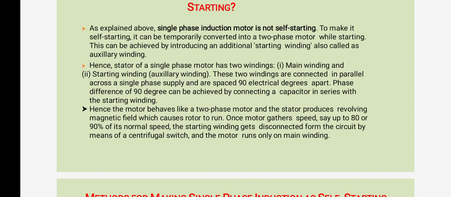These two windings are connected in parallel across a single phase supply and are spaced 90 electrical degrees apart from each other. A phase difference of 90 degrees can be achieved by connecting a capacitor in series with the starting winding. Hence, the motor behaves like a two-phase motor, and the stator produces a revolving magnetic field which causes the rotor to run. Once the motor gathers speed up to 80 or 90% of the normal speed, the starting winding gets disconnected from the circuit by means of a centrifugal switch and the motor runs only on the main winding.